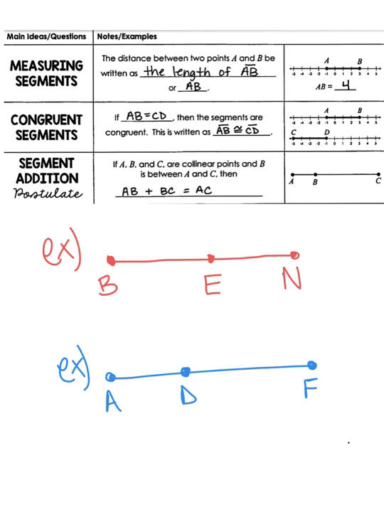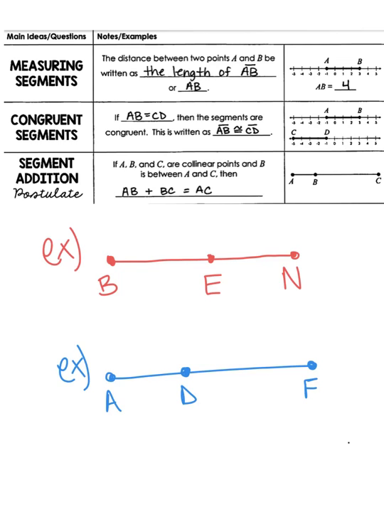This is the second lesson for our online learning, and we are going to be focusing on a couple different things. We're going to learn how to identify segment measures, identify congruent segments, and then the segment addition postulate. I'll go over those three here and go over some examples. So you're going to take some notes. You want to take out a piece of paper and jot down these examples.